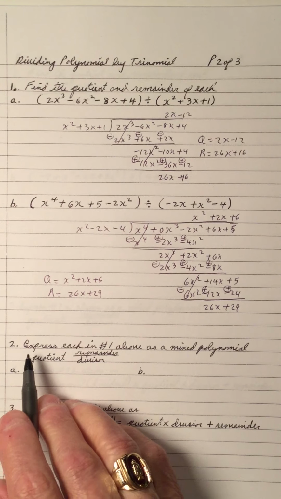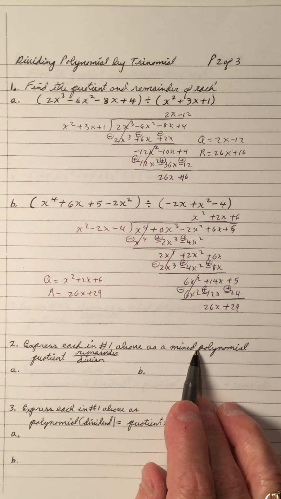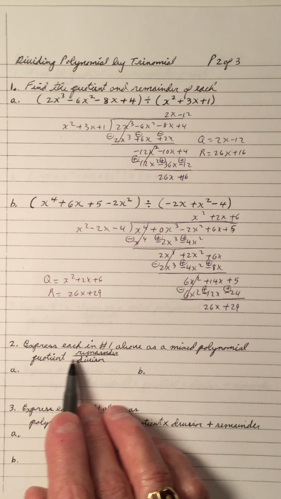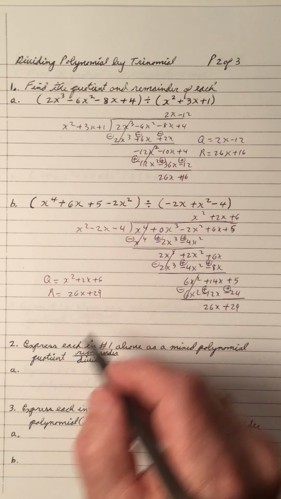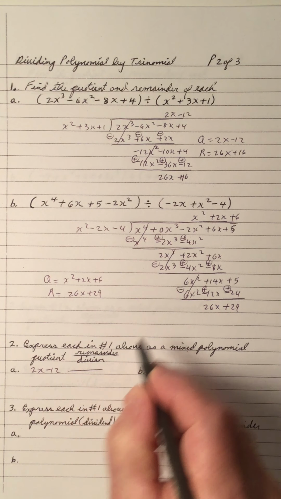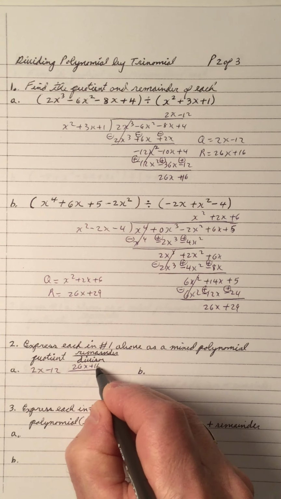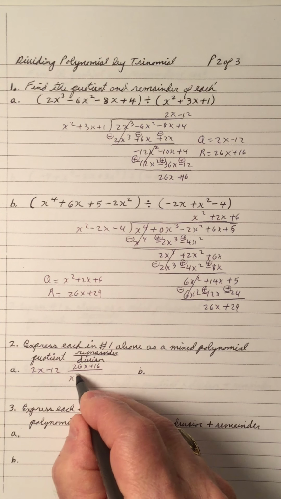Number 2, let's take each of these above and express them as a mixed polynomial. I call it a mixed polynomial because you don't see that around, but I call it a mix, like a mixed numeral. It's like a quotient, remainder, divisor. So in number 1 above, the quotient is 2x minus 12. My remainder is 26x plus 16. And my divisor is x squared plus 3x plus 1.